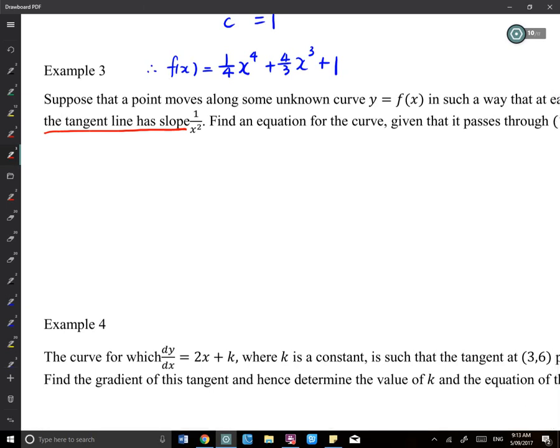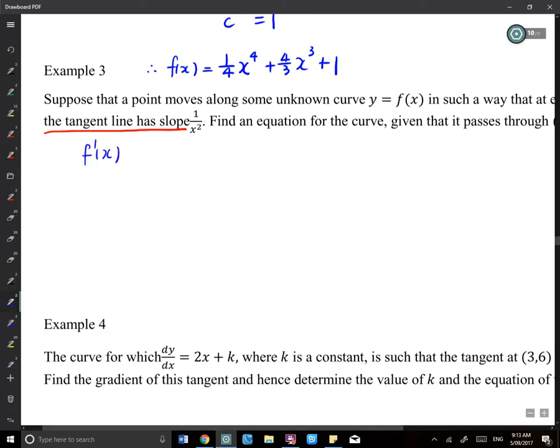What's the notation for the gradient of the tangent? Use a math symbol. What is it? dy dx. Okay, you must remember that. The gradient of the tangent is dy dx. Slope is the same as the gradient. So it's f dash x, because we use fx in this question.